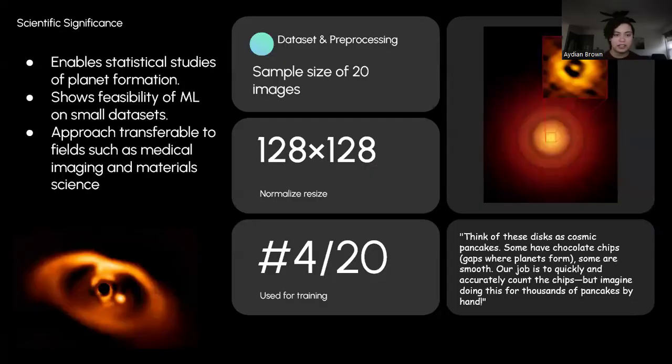The scientific significance of this paper: classifying disks automatically allows astronomers to study large populations of disks statistically, which is really important for understanding planet formation trends. This project demonstrates that even small data sets like I'm working with, when carefully processed, can produce very meaningful results. The methodology of combining domain-specific features with deep learning can also be applied in other scientific domains where high-quality but limited data sets are common, such as medical imaging or material sciences.